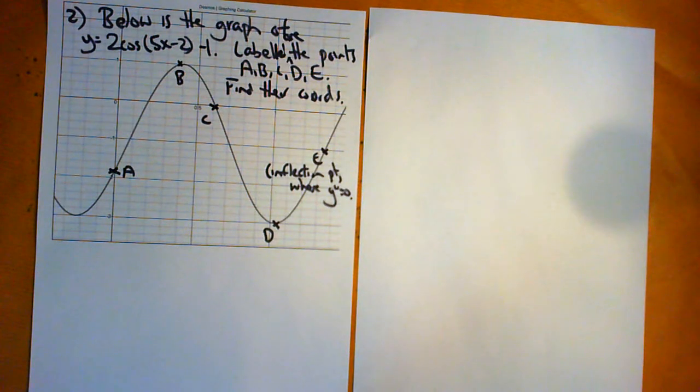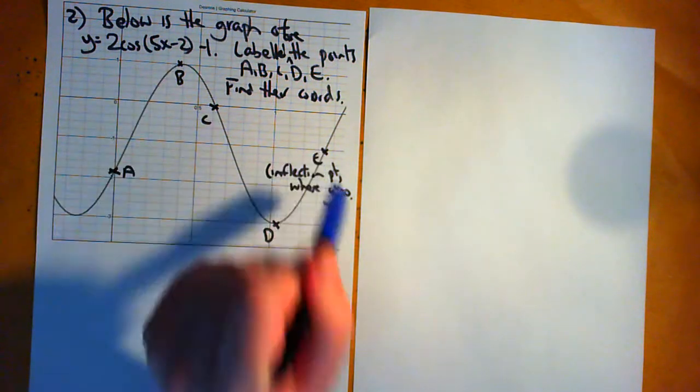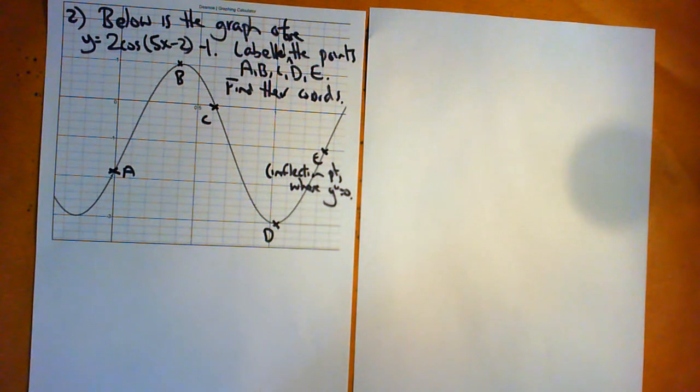Hello viewers, tutorial 8 question 2, and we see there the graph of y equals 2 cosine of 5x minus 2, all of that minus 1. We have 5 points on the graph. We have A, B, C, D and E, and we need to find their coordinates.